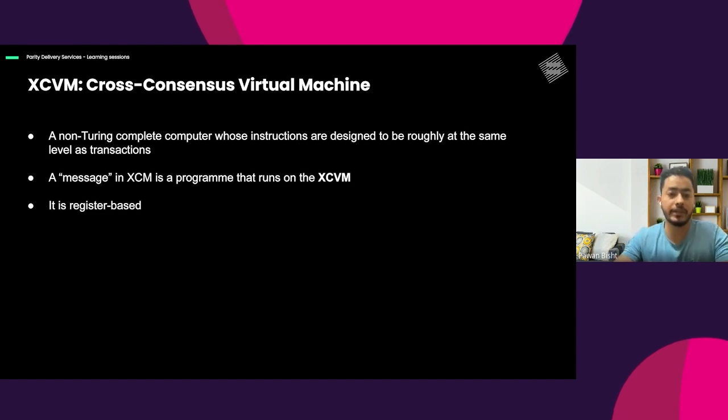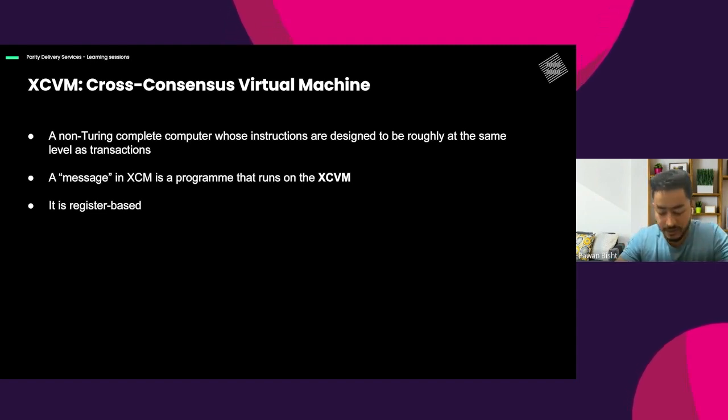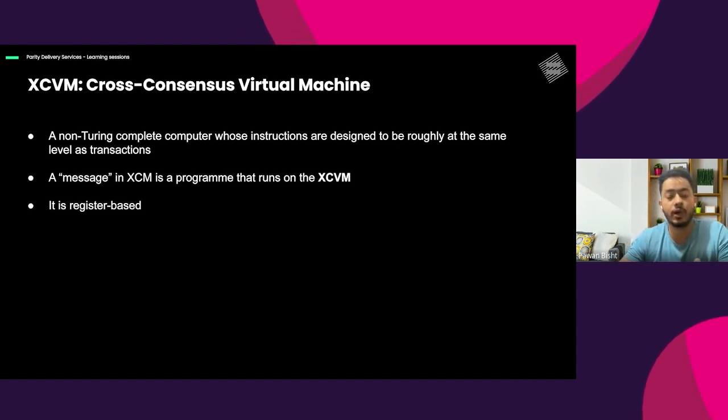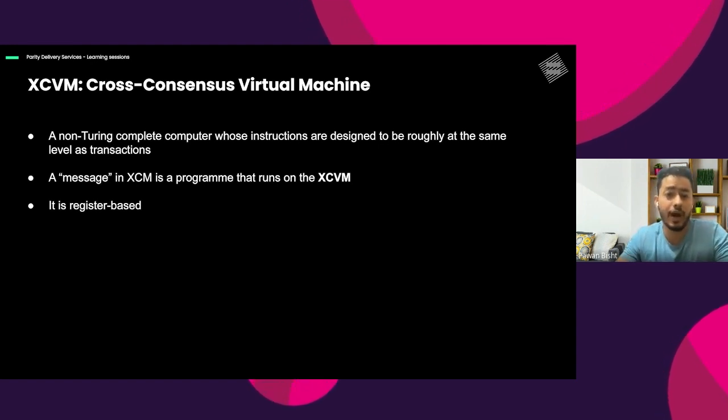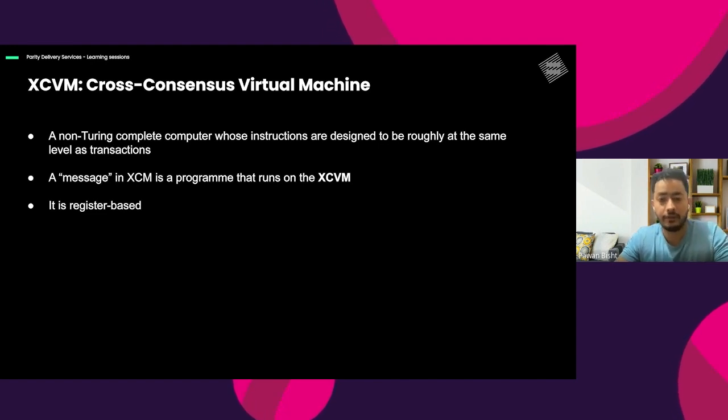It is basically a cross consensus virtual machine, which is a non-Turing complete virtual machine whose instructions are designed to be roughly at the same level as transactions. As it is a high level virtual machine, with the help of this property we can directly predetermine the program flow, because in order to interact with the local chain state, we only have two instructions present over here: withdraw asset and deposit asset, right? Withdrawing and deposit.